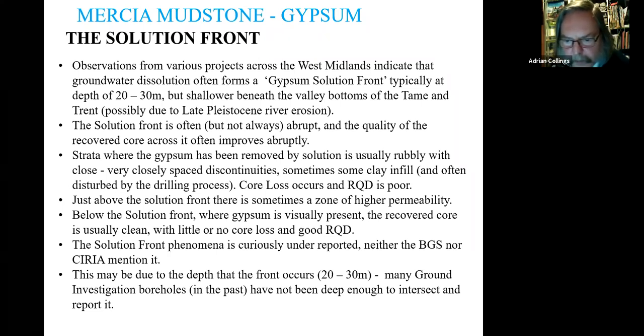Strata where the gypsum has been removed by solution is usually rubbly with very closely spaced discontinuities, sometimes with clay fill, and often disturbed by the drilling process. Core loss occurs and RQD is poor. Just above the solution front, there is sometimes a zone of higher permeability. Below the solution front, where gypsum is visually present, the recovered core is usually clean, with little or no core loss and good RQD.